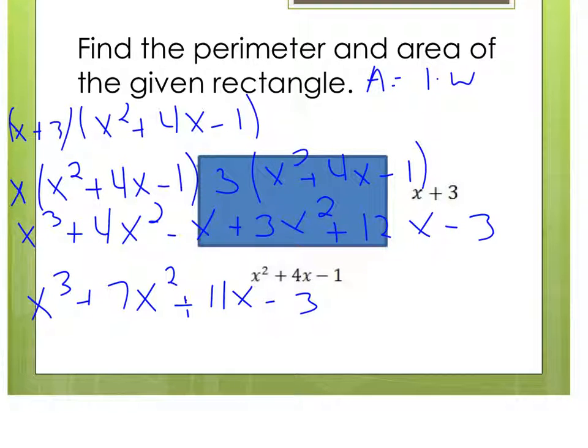Now, the last thing you want to do is double check to make sure there is nothing that you can still further simplify. Before this can be finished, we have to make sure that we assign a unit of measurement to it. Since we're finding the area, the final unit of measurement we're going to assign is units squared. So our final answer will be x to the third plus 7x squared plus 11x minus 3 units squared. Final answer.